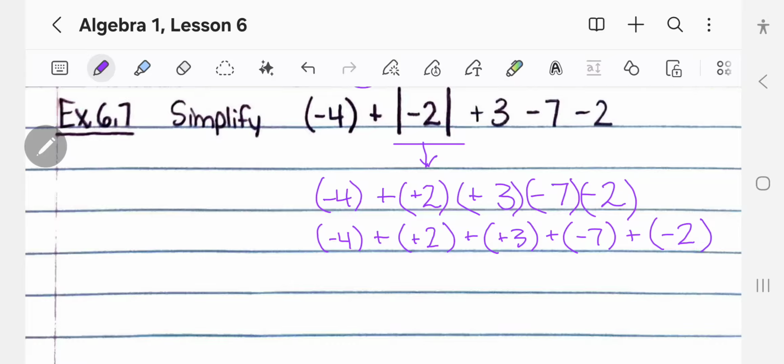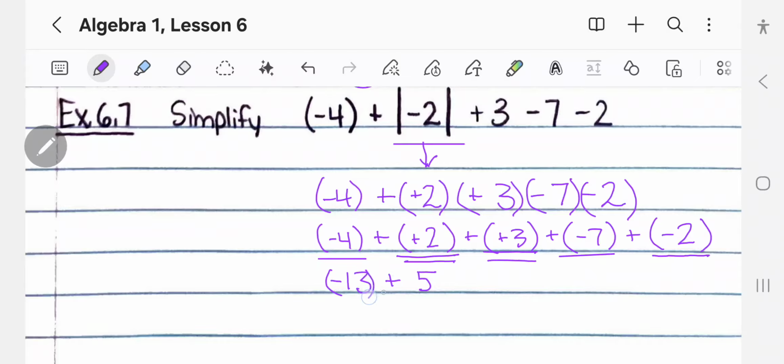Okay, now let's combine all of our negatives, and then we'll combine all of our positives. So negative 4, and then we have a negative 7, which would be negative 11, and then 2 more, so negative 13. We went to the left that many. Now let's get our positives. We've got 2 and 3, so that's going to be a total of 5, and that's a positive, so we're going to add these two.